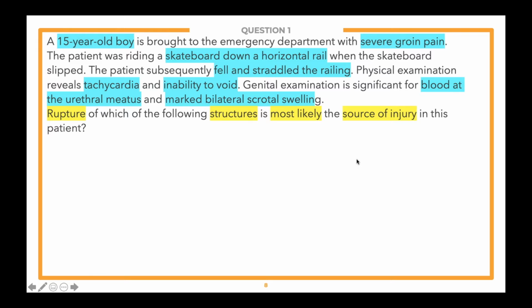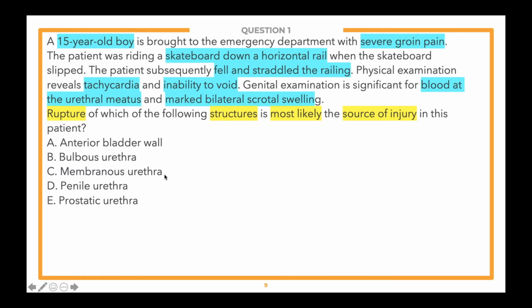So I think we've got to figure out a couple of things here. One, what is the type of injury or issue going on in this patient? And then two, what structure may have been ruptured most likely? So I think we've got a nice 2-step question here. So let's go ahead and take a look at those answer choices.